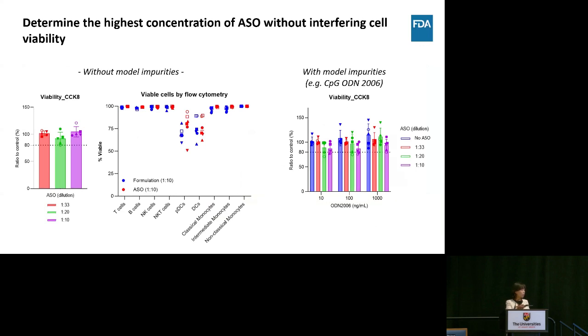And we move on to the model impurities. We checked whether adding the impurities to this ASO can increase cell death. But as you can see here, even at the high concentration, this model impurity, in this case CpG, did not increase cell death. So we decided to use the 1 to 10 dilution concentration for further assessment.